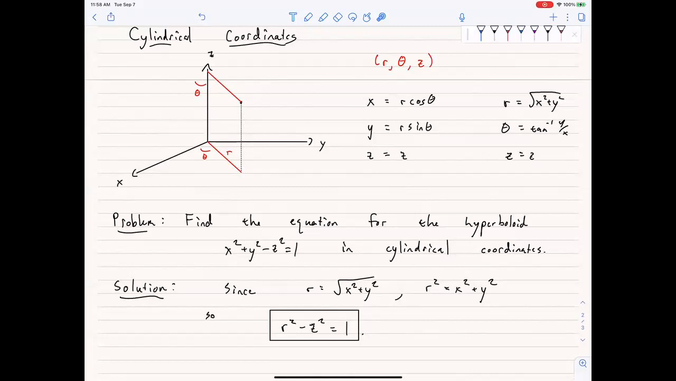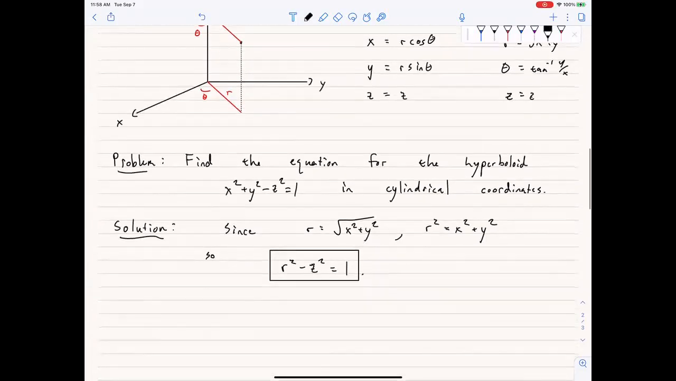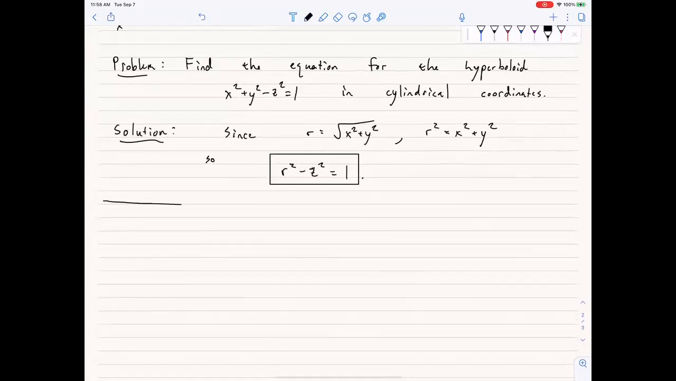Okay. So that is cylindrical. And again, it's just a slight jump up from polar: polar plus z. Questions? Okay.